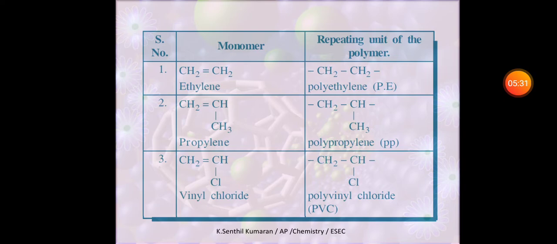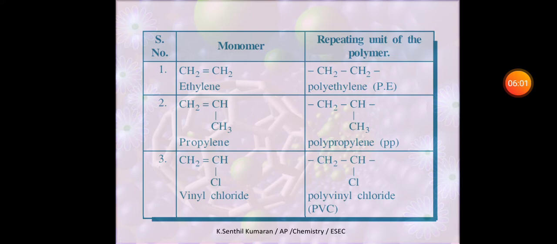Okay, so here ethylene is the monomer to form polyethylene, shortly called PE. The double bond breaks into a single bond to form the polyethylene. So n number of ethylene molecules form a polyethylene molecule.